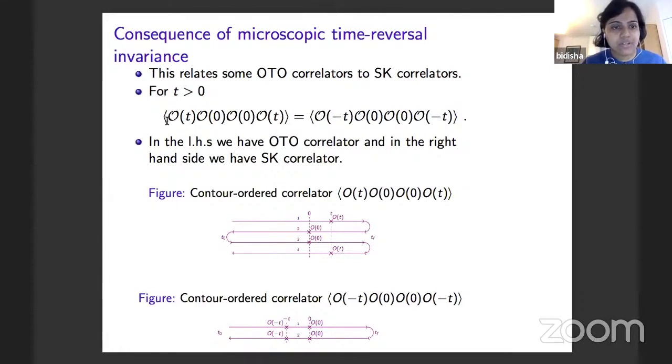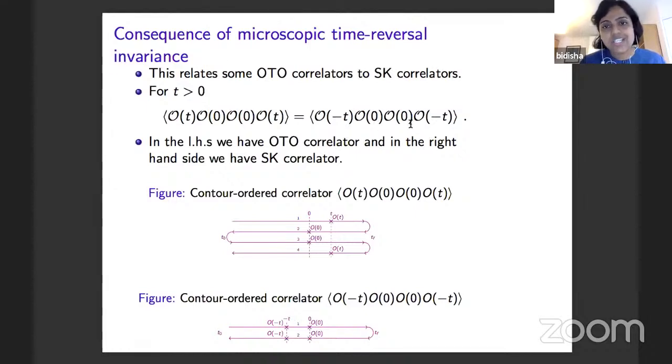So this is an operator whose both neighbors are passed to it. And also this is an operator whose both neighbors are lying to its past. So it has time ordering violation twice. So this is an OTO operator, OTO correlator. But if you perform time reversal transformation on top of this, this correlator gets mapped to this correlator.